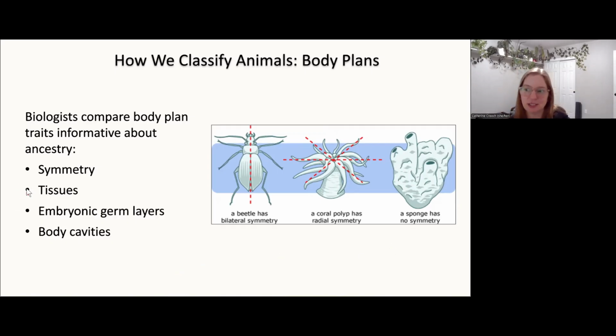We discussed the types of tissues. We have those 4 main tissues that help us compare our different organisms and classify them. We mentioned those germ layers, but we're going to get into it a little bit more. There's some more we need to talk about there. And then we're going to discuss body cavities. We know that Hox genes control body plan, but the body cavities also help us classify animals.